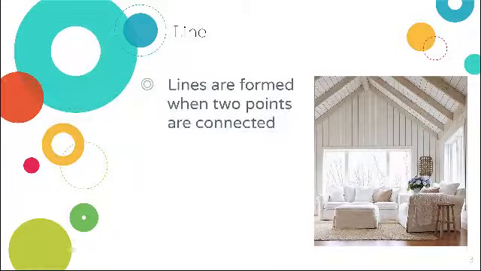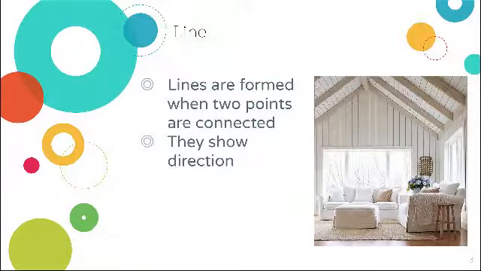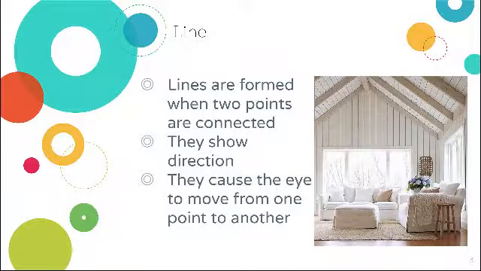So let's start with line. Lines are formed when 2 points are connected. That can be an actual line that you follow with your eye, or it can be looking across a shelf or a piece of furniture. Lines show direction. It's going to make your eye follow that line. And as your eye moves along that line, it's going to cause different feelings and emotions and visual effects.